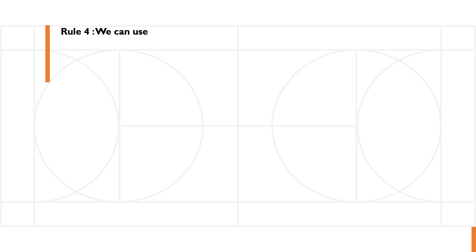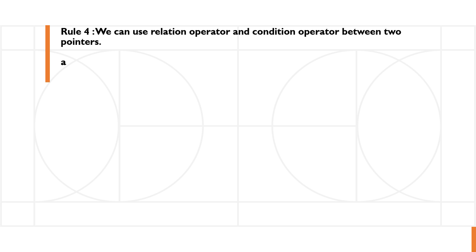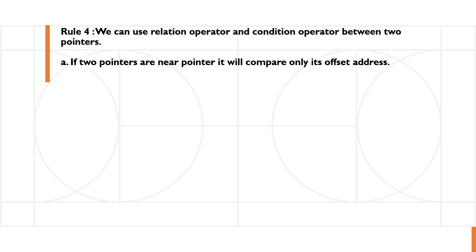Obviously it gives me a compiler error. Rule 4: we can use relational operators and conditional operators between pointers. If two pointers are near pointers, it will compare only their offset addresses.